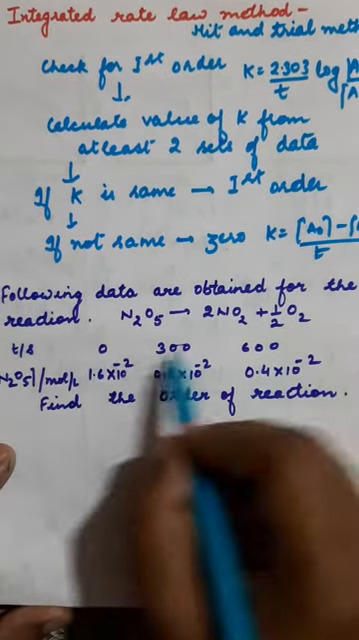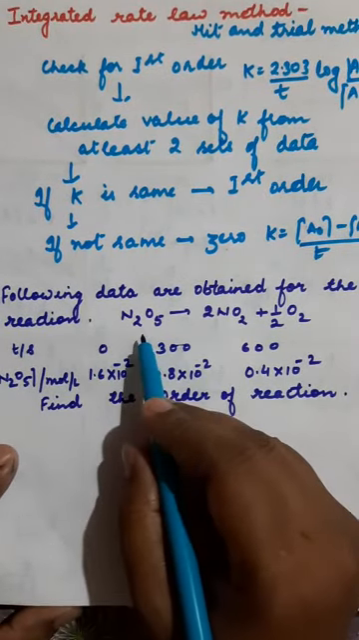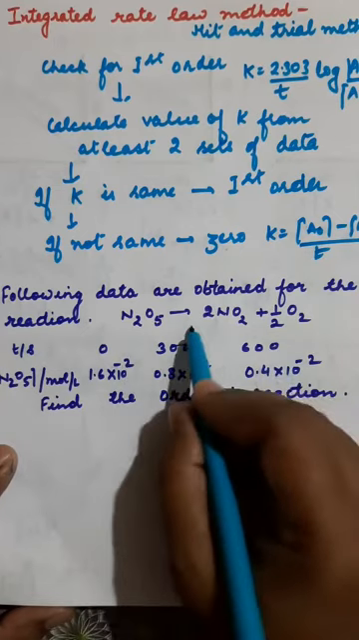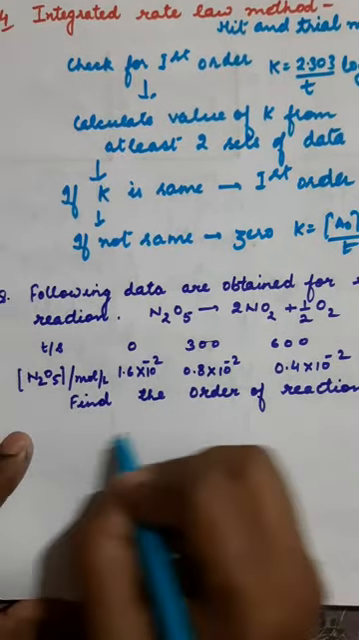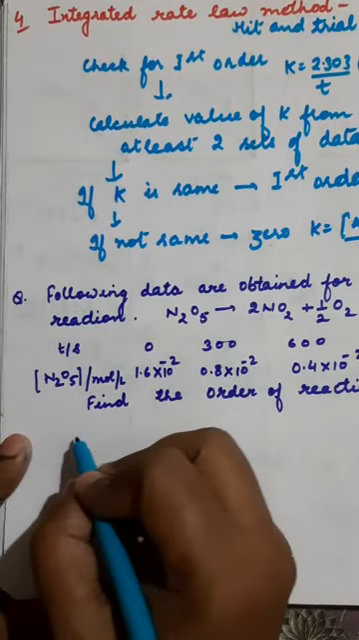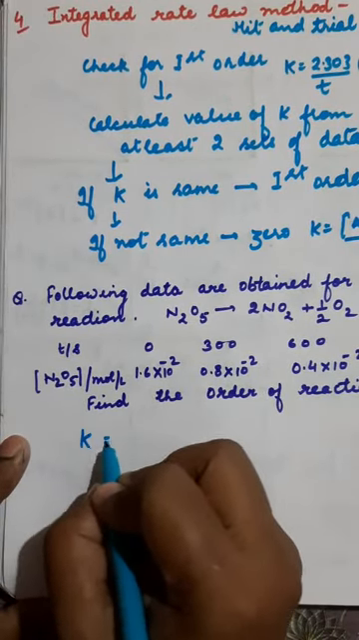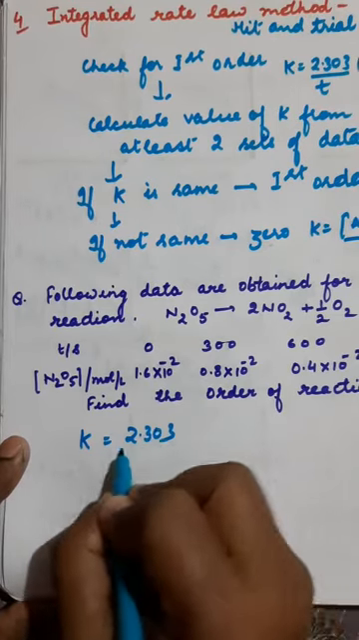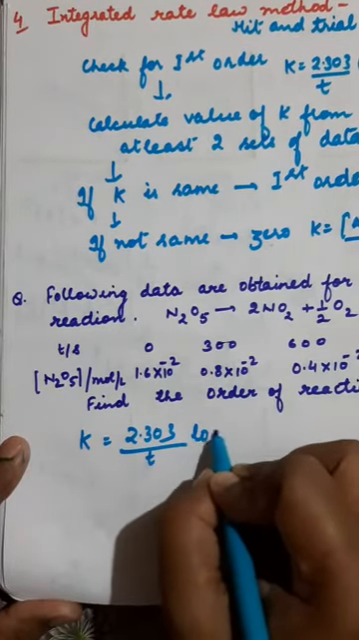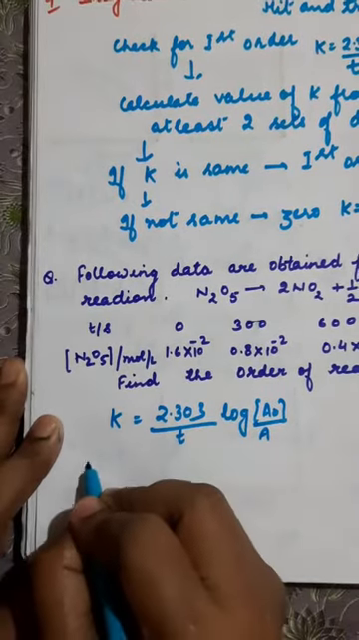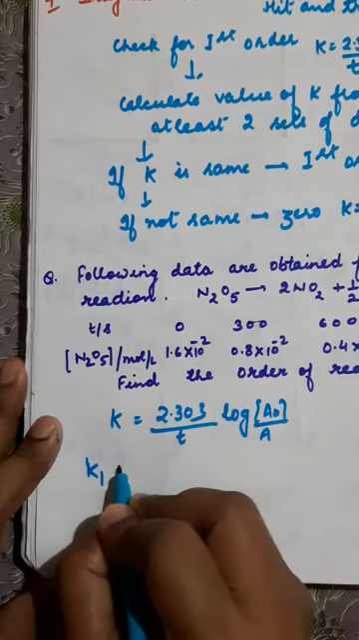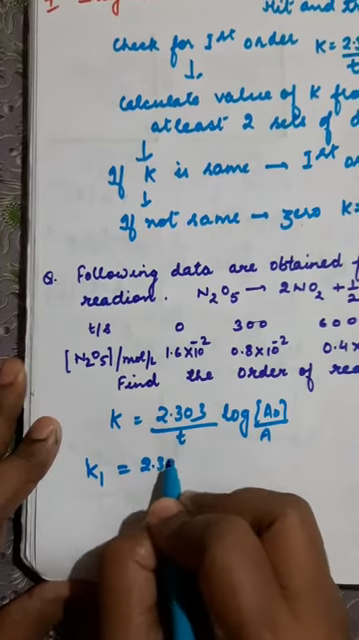See, the following data are obtained for the reaction N2O5. This data is given, time is given, and N2O5 concentration is given. Now first we will check for a first order reaction. So the expression is K is equal to 2.303 upon T log A naught upon A. Put the value here. We will find K1 first.